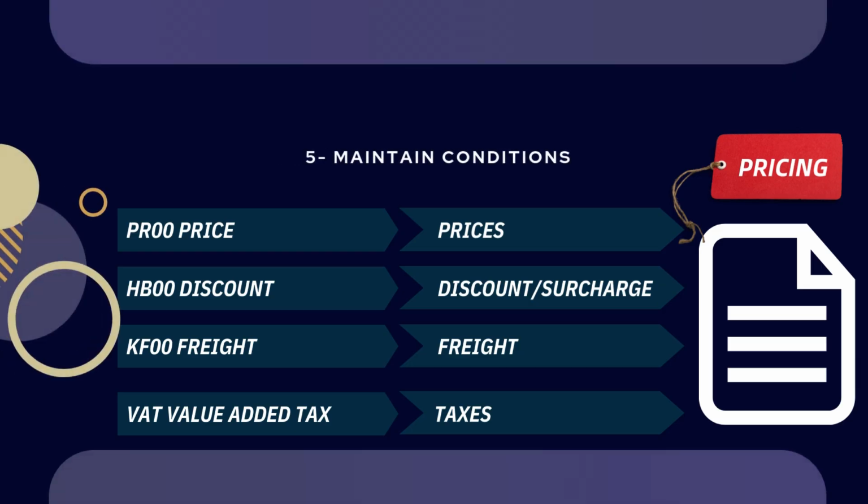Maintaining conditions. During pricing, the system calculates amounts based on a combination of automatic procedures and manually entered data. The system automatically transfers pricing data from condition records into sales and billing documents. Each condition type in SAP is represented by a 4-digit key in the SAP standard. Common examples include PR00, price; HB00, absolute discount; KF00, freight; MWST, VAT, value added tax. These condition types play a crucial role in pricing calculations during the sales process.